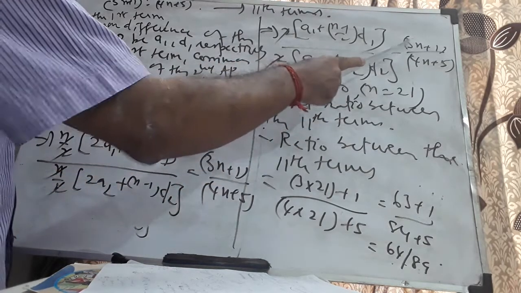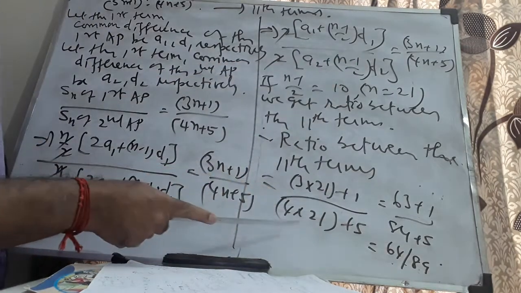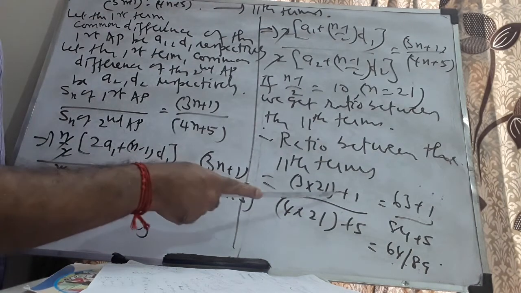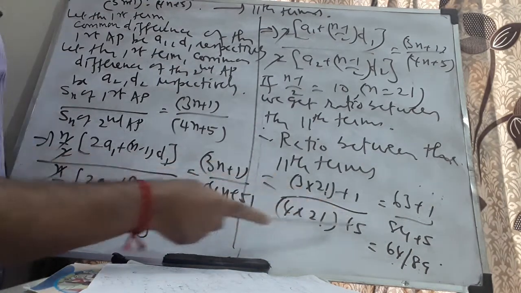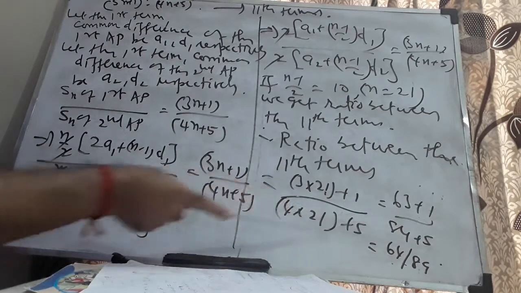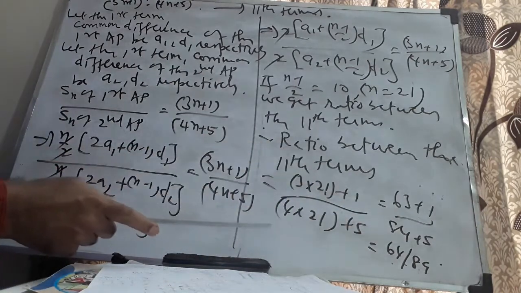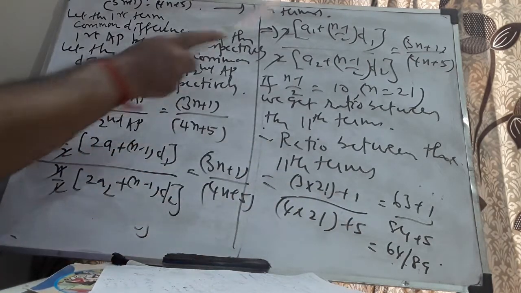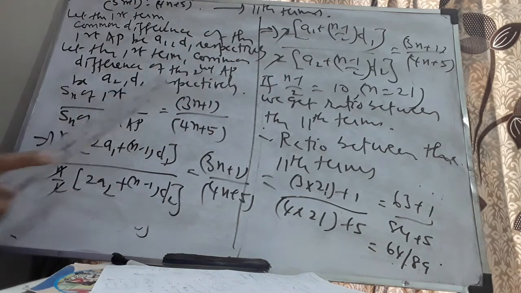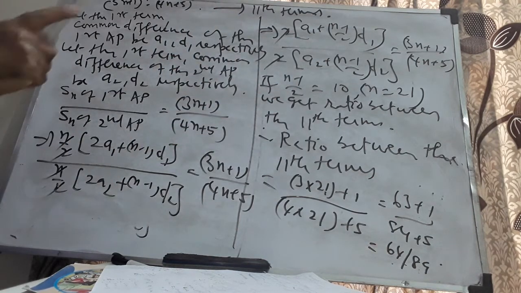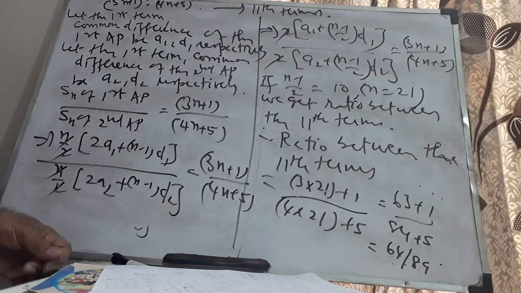Therefore, the answer will be 3 into 21 plus 1 by 4 into 21 plus 5. This is 63. 3 1s are 3, 3 2s are 6, 63 plus 1 is 64. 4 1s are 4, 4 2s are 8. Therefore, 64 by 89 will be the final answer. And without even knowing what A1, D1, A2, D2 are, I'll be able to get the answer for this. I think it's clear. Okay, the answer is quite logical. Okay, thank you students for patient watching.